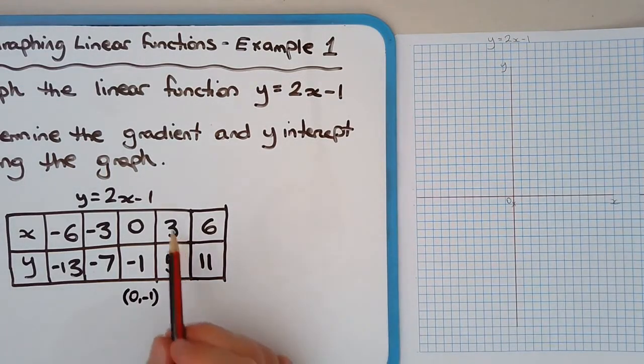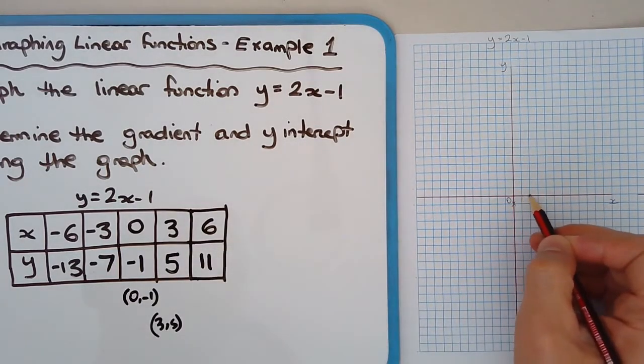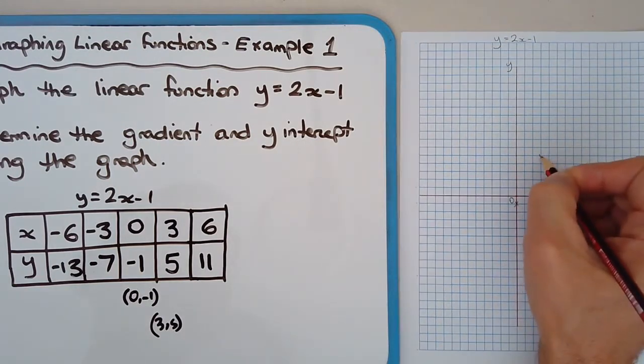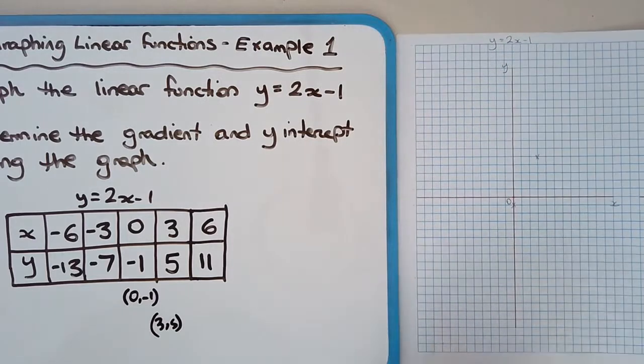All right, 3, 5. So that's another coordinate pair. I might just write this one here. So that's 3, 5. All right, and so you go 1, 2, 3, 1, 2, 3, 4, 5. You've got one there. Okay, 6, 11.